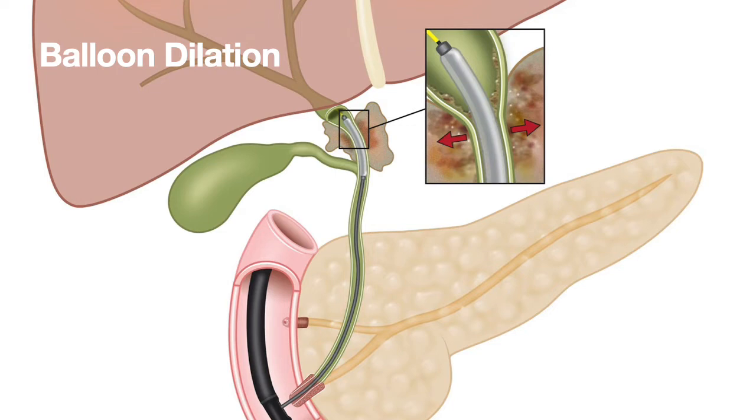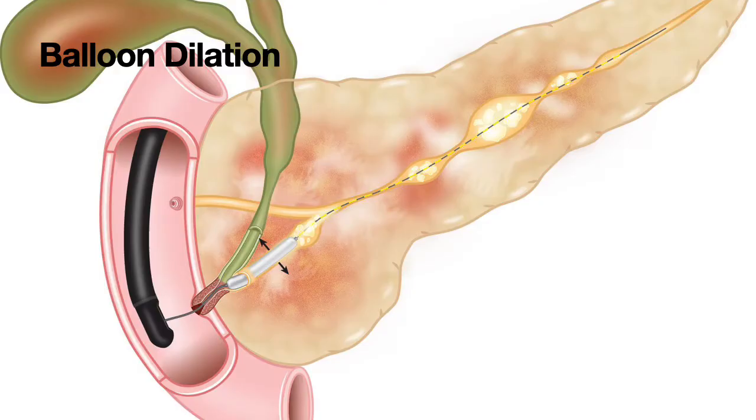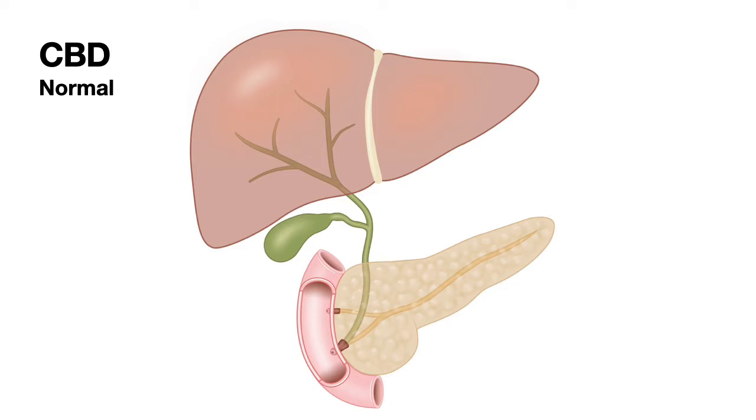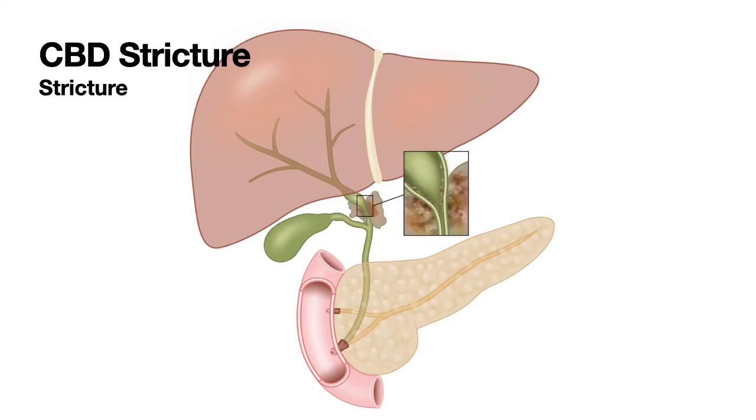Balloon dilation is used to manage common bile duct, common hepatic duct, right or left hepatic duct strictures. It can also be used to manage pancreatic duct strictures. And finally, balloon dilation can be used to dilate the ampulla or the ampullary sphincter, and it's known as sphincteroplasty. So let us learn about the principles of balloon dilation for a common bile duct stricture.